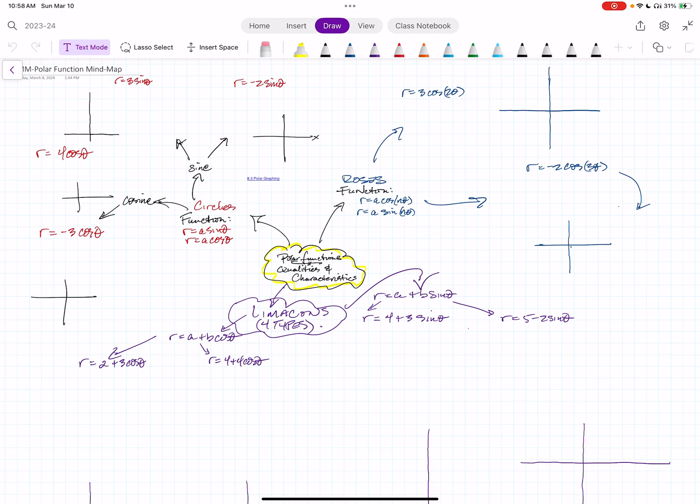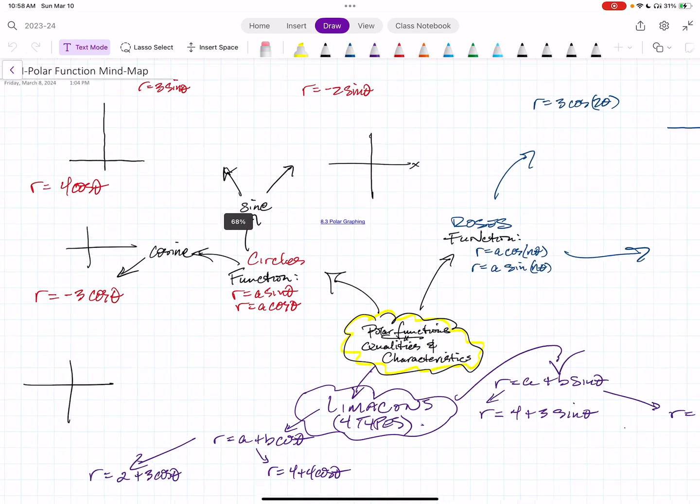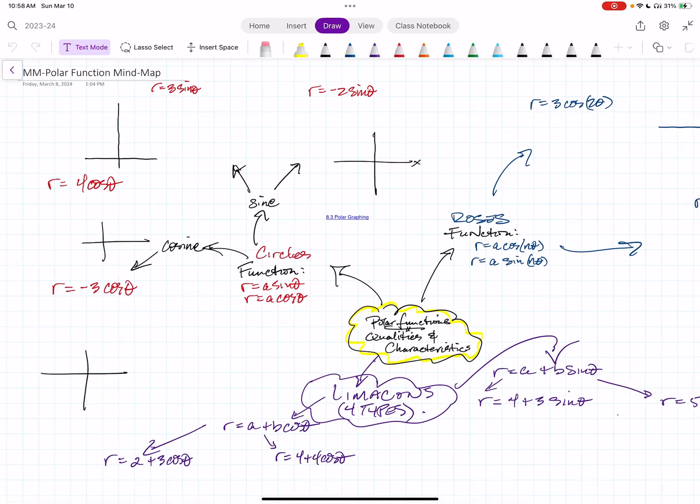We're going to start off with the circles here. They tend to be the easiest. There are two types of circles: r equals a sine theta and r equals a cosine theta. Doesn't matter which one you do first, so let's start off with sine. There are two types for each, where a is either positive or negative. Let's start off with the top left here: r equals 3 sine theta.